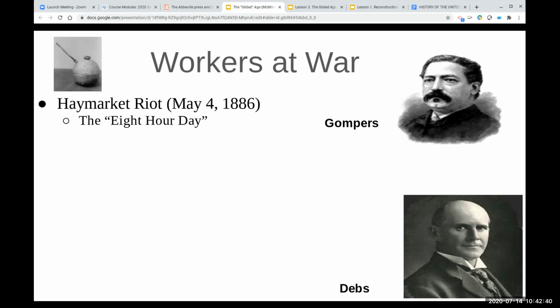In 1886, May 4th, 1886, you have something called the Haymarket Riot. Many of the Knights of Labor call for a meeting in Haymarket Square, which is in Chicago, on May 4th, 1886. There's a tiny little plaque about this, but it's one of the most important events in global worker labor union history. They gather in Haymarket Square to agitate for something called the 8-hour day.